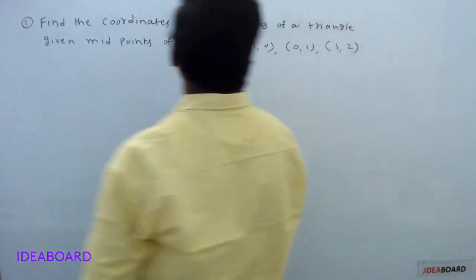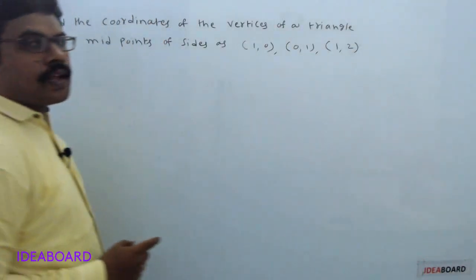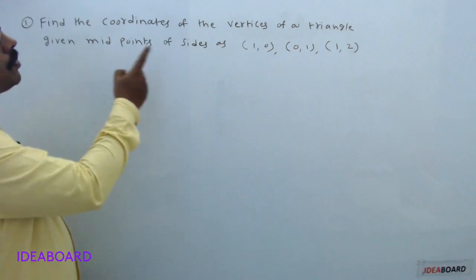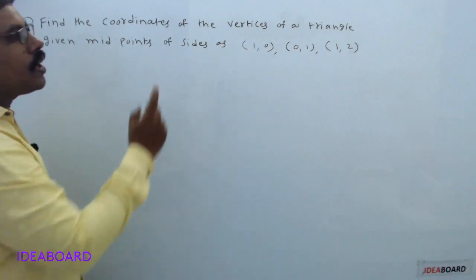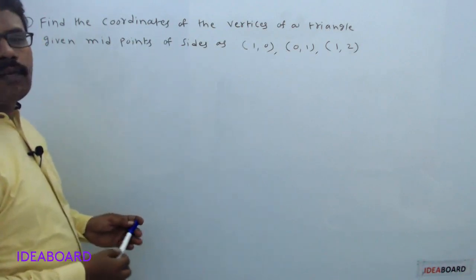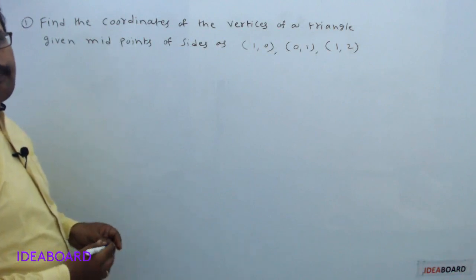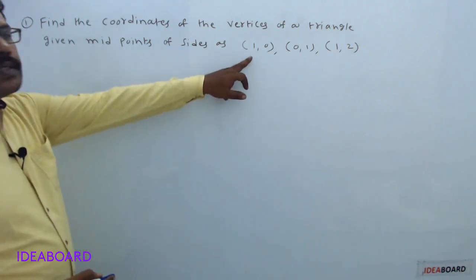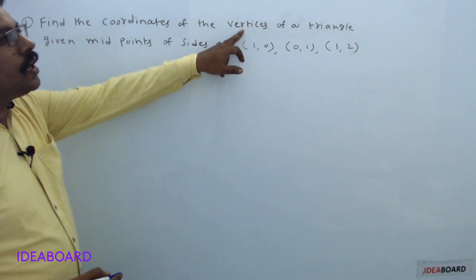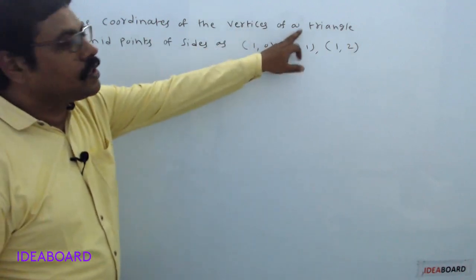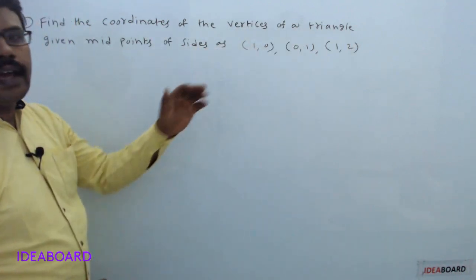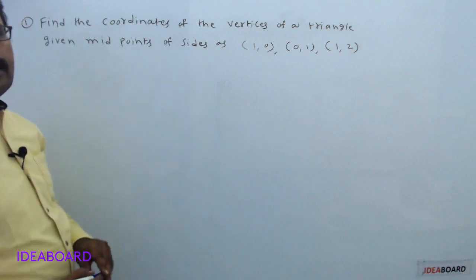Find the coordinates of vertices of a triangle, given midpoints of sides as (1, 0), (0, 1), (1, 2). Here midpoints of sides are given. We need the vertices of the triangle. First draw a diagram related to the given data.